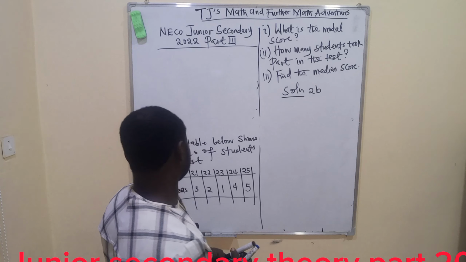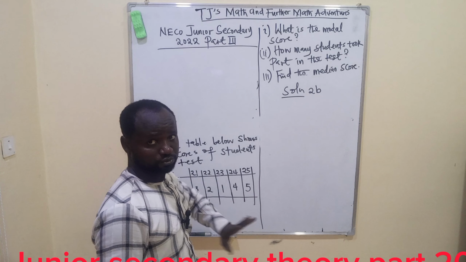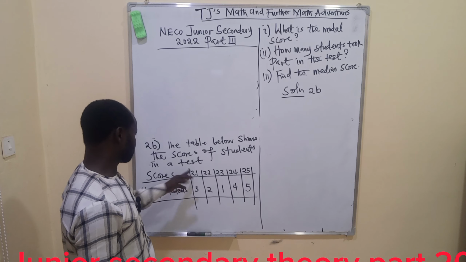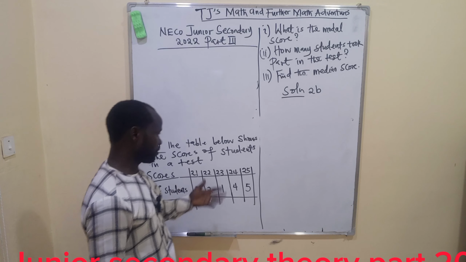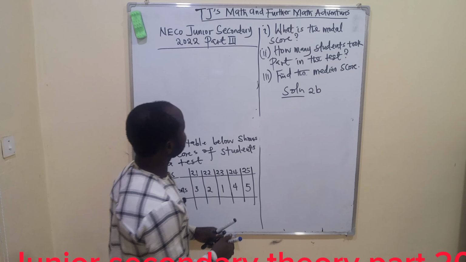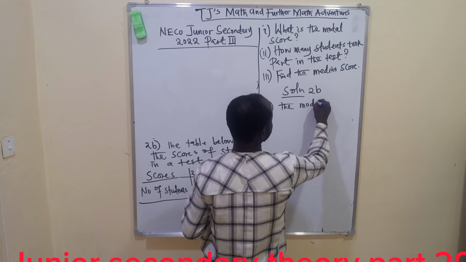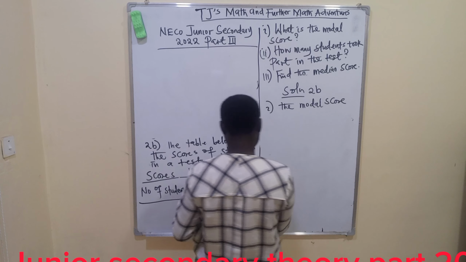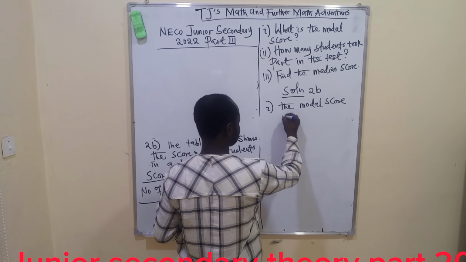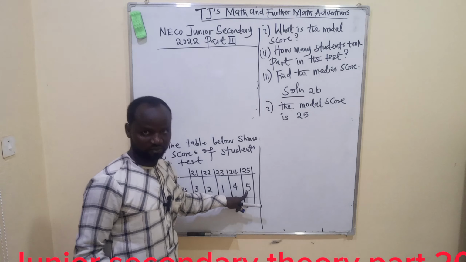This table shows the scores of students. What is the modal score? The modal score is the same thing as the mode. Which score appears most here? The one with the highest frequency is 25. 25 appears 5 times. So the mode, or the modal score, is 25, with a frequency of 5.